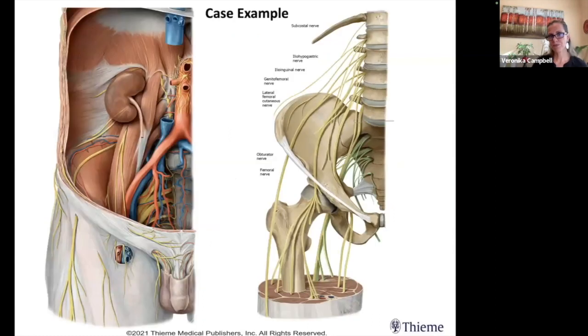And the case example, so this is not research, this was an example from one of my patients. She was a 74-year-old female that came to me with classic horrible low back pain, right? Bent over, it was her left side.